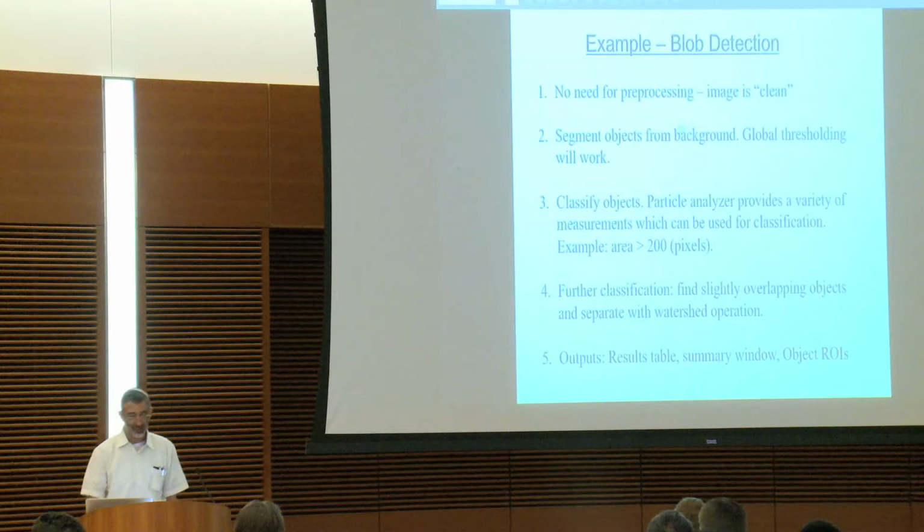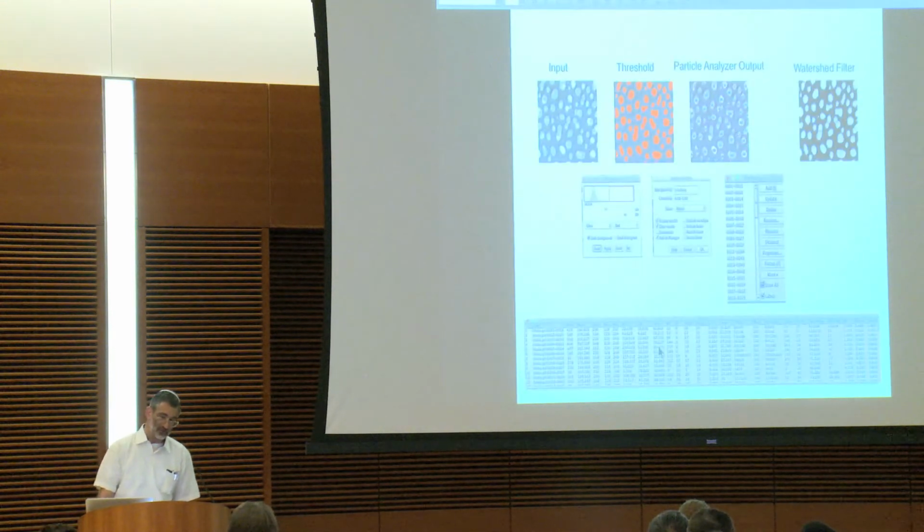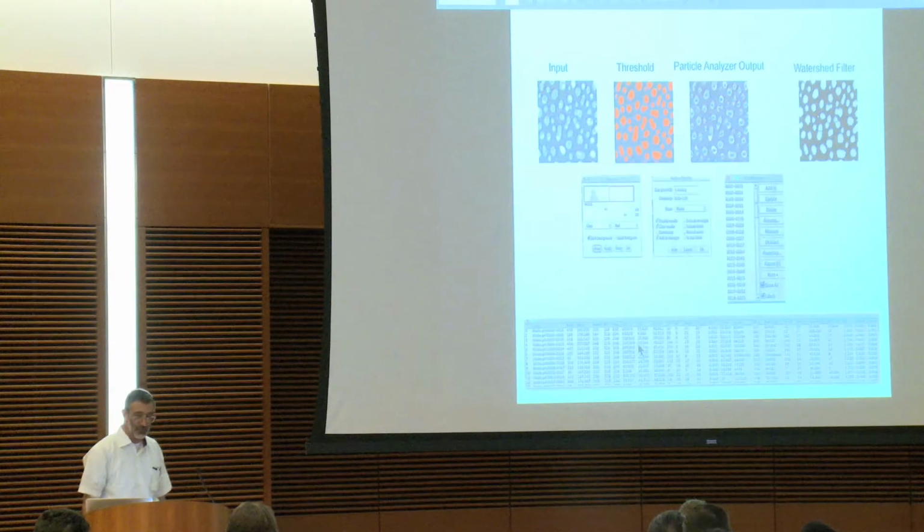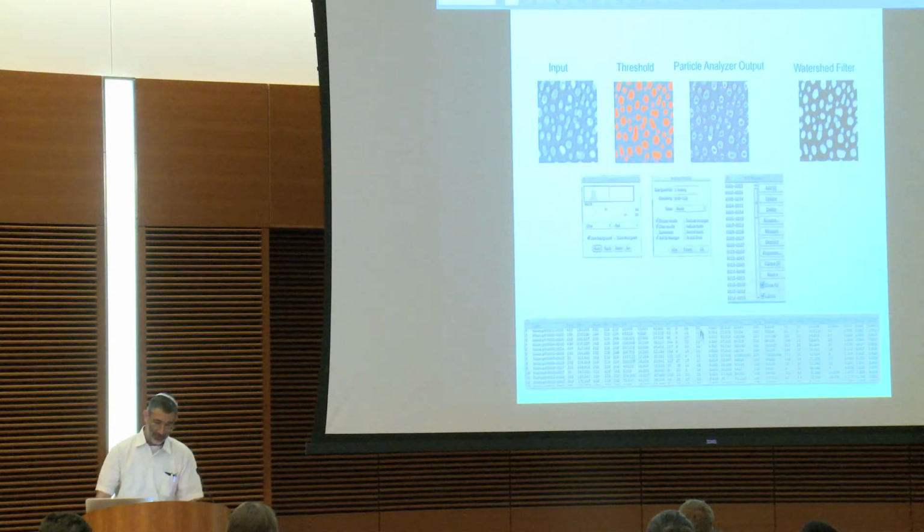So the image is clean. You can segment the objects from the background. Global thresholding works. You can classify the objects. You can decide on a certain size. And there you go. And here's our results table. No, you don't have to copy down all the numbers. I just wanted to give you an idea. You can look at it on the slide. But you get all these measurements.